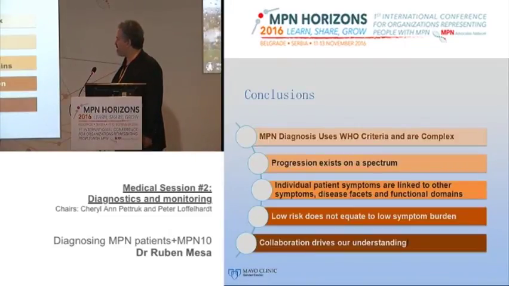So I'd conclude by saying the diagnosis of MPNs is complex, and although clear for some patients, it's sometimes more difficult to make an accurate diagnosis. Progression exists on a spectrum. Individual patient symptoms are linked to other symptoms and different domains. And again, low risk does not necessarily equate to low symptom burden.